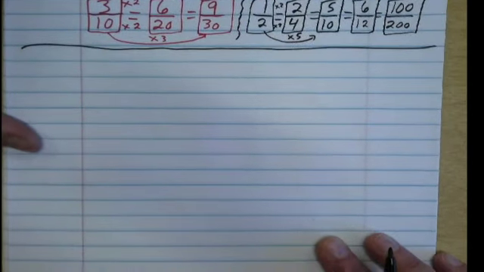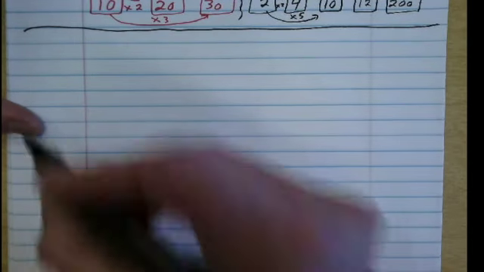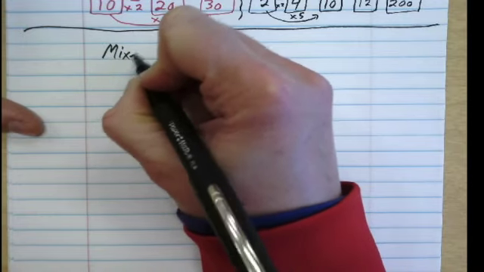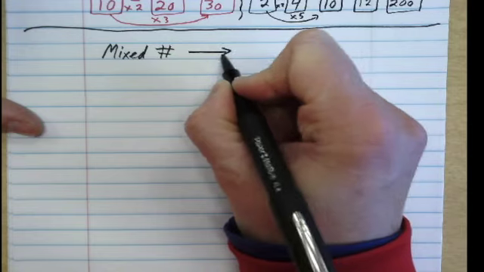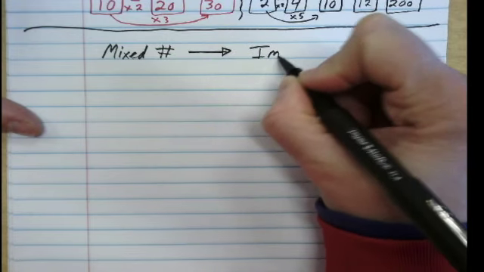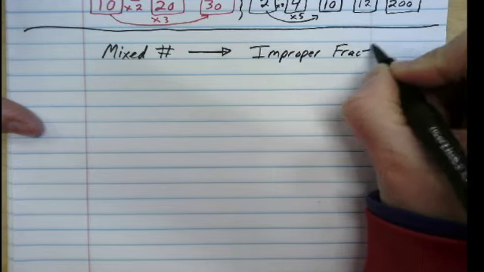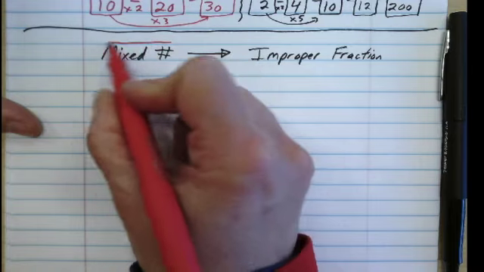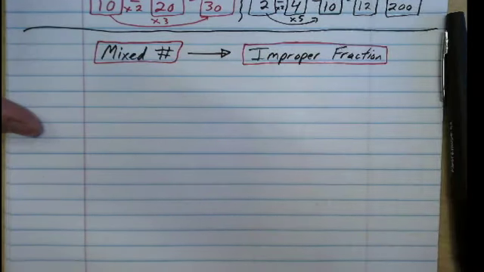The next thing we're going to review is mixed numbers to improper fractions. How do you take a mixed number and change it to an improper fraction? And I've shown you this on the calculator, but this is the paper pencil version of doing this. How do you take a mixed number to an improper fraction? So we're just going to do an example here to show you.